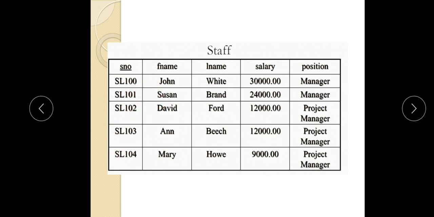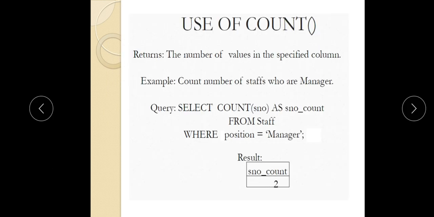Here we are just taking the count of managers. So what we write? Select the count of S number where position equal to manager. That means only these two rows will be selected, and from that we will take the count of S number, which will be 2. The output will be 2. Clear? That is the query here: select the count of S number from staff where position equal to manager.